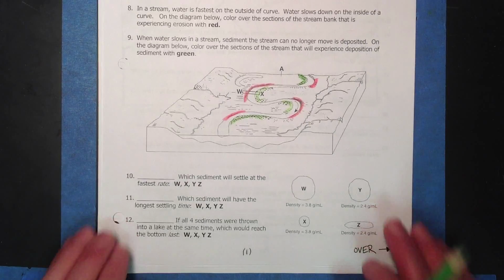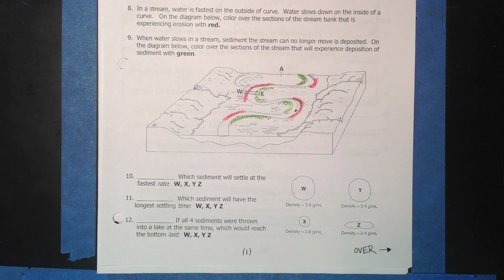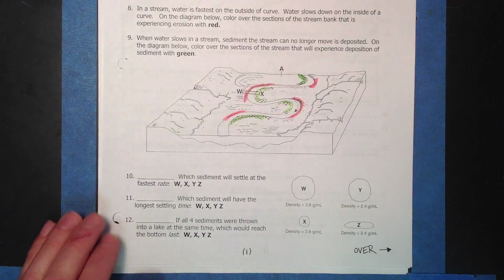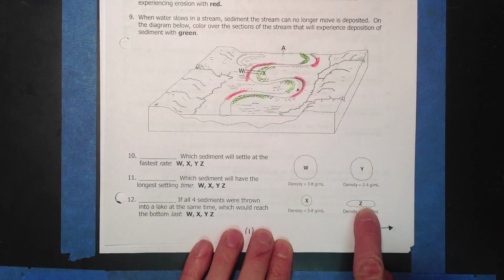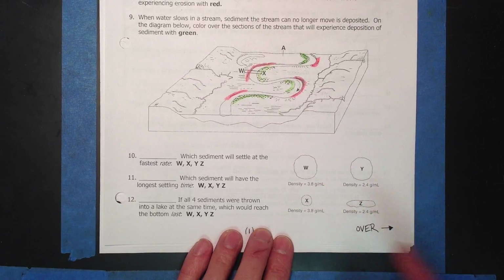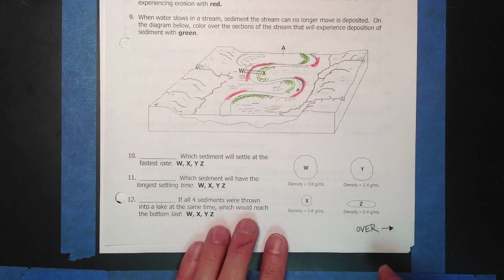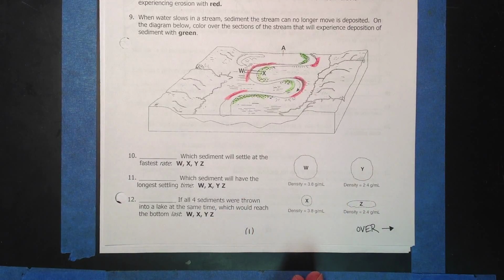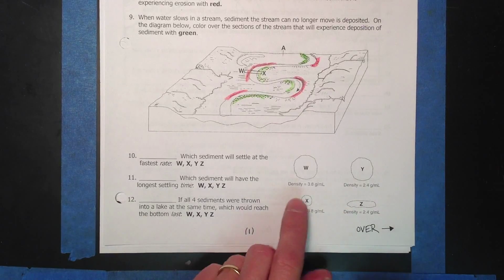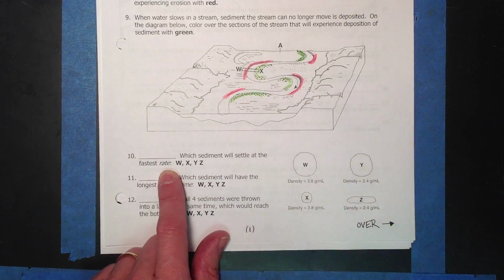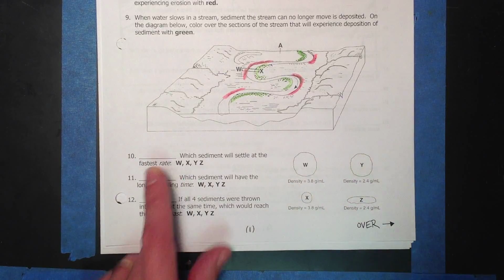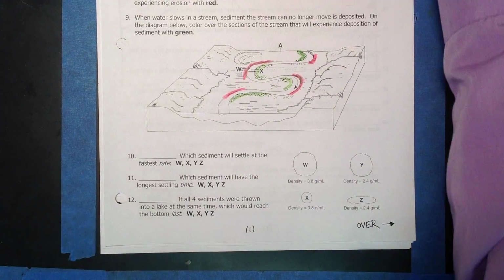Number 10. Which sediment will settle at the fastest rate, meaning speed? Which will settle through water fastest? Okay, now you have to look here. There's size, there's shape. This is really flat. Density: denser will go faster, larger will go faster, and rounder goes faster. Therefore, of these, the fastest speed will be W.